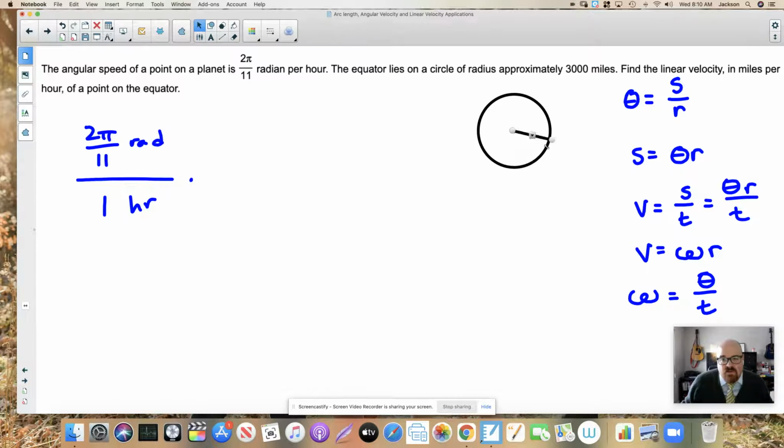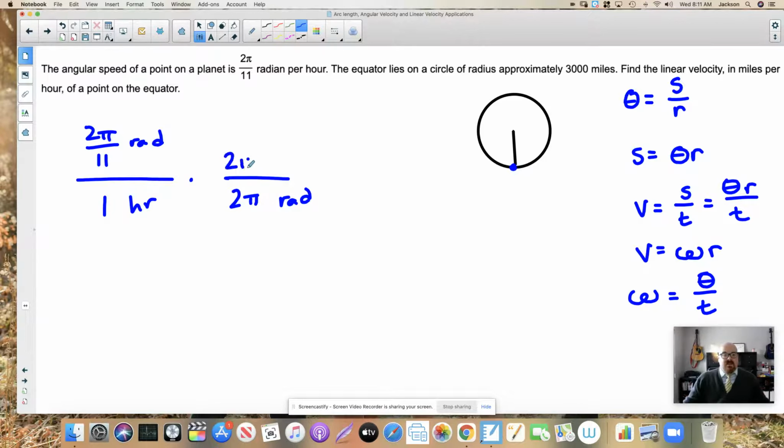So as this object spins, it covers a linear distance. Well, let's just for the sake of simplicity go here. If this object spins from here all the way around to here, it's passed through 2 pi radians. So I can convert these radians into an arc length. What's the arc length if that object goes all the way around? What do we call that? We call that the circumference.